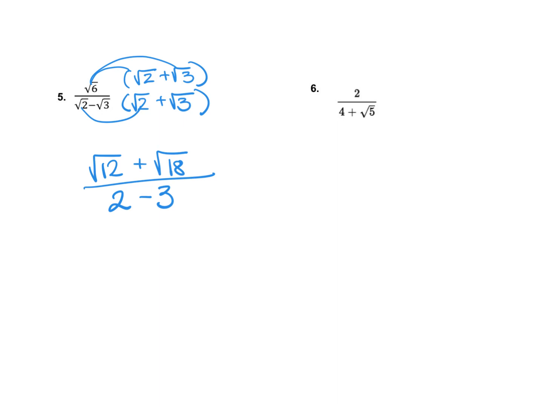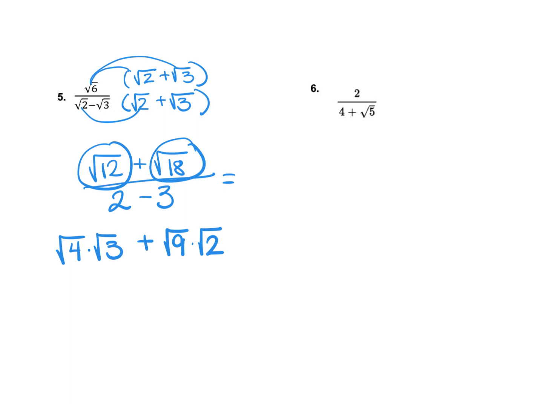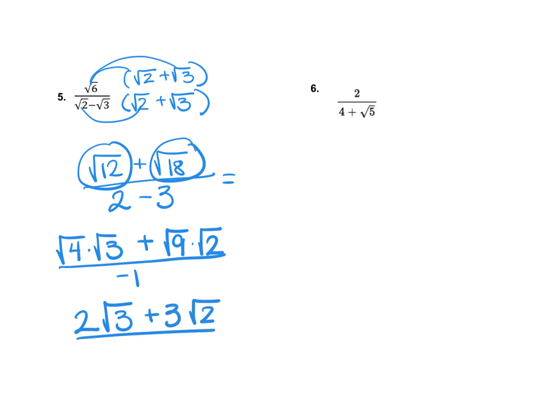All right, so let's simplify things. Now notice that we can still simplify the square root of 12 and square root of 18. So we're not quite done here. So we're going to take the square root of 4 times the square root of 3, that we just did this part right here, plus the square root of 9 times the square root of 2. And then let's just take 2 minus 3, which is equal to negative 1. And so square root of 4 is 2, and then times the square root of 3, and then we have plus 3 times the square root of 2 all over negative 1.